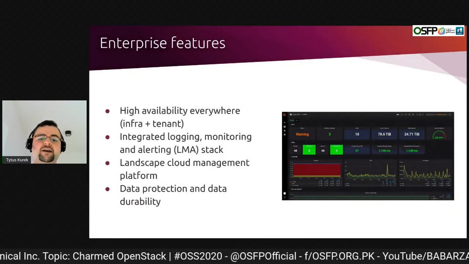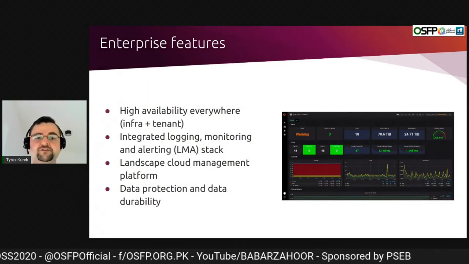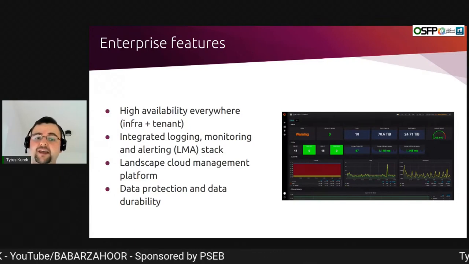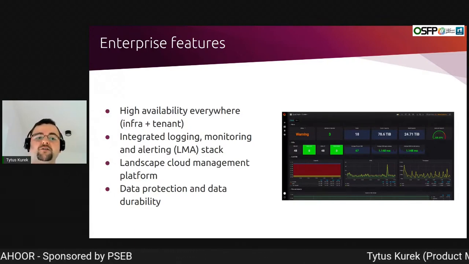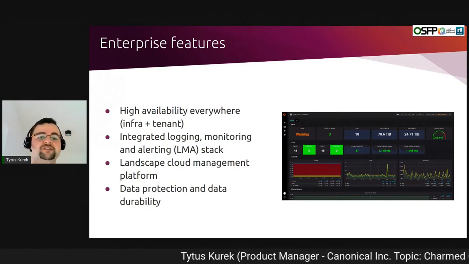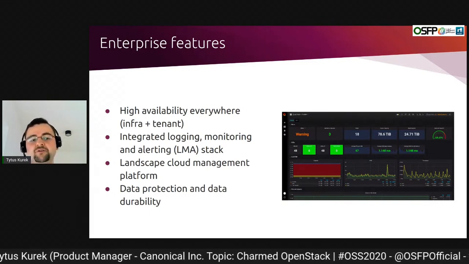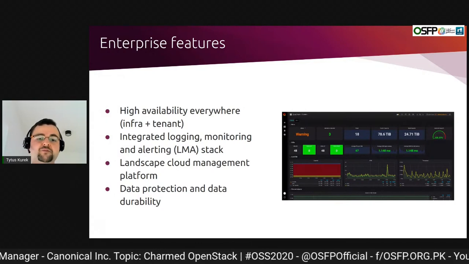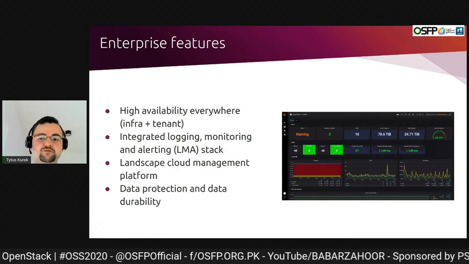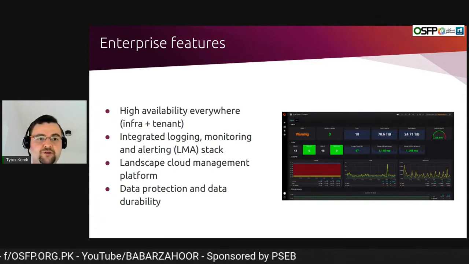Now, when it comes to some interesting features of our charmed OpenStack distribution, it is really important to think about the public clouds again. So usually they provide enterprise features out of the box. So, nice dashboards, LMA, high availability. So it is important to make sure that the OpenStack platform also has all of these kind of capabilities. So this is what we take care of as a part of our enterprise features.